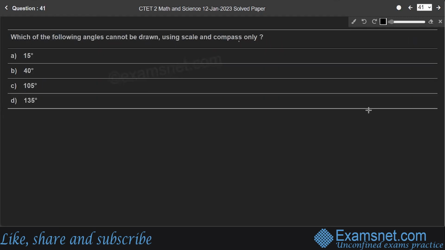Question 41. Which of the following angles cannot be drawn using scale and compass only? Students, we can draw a few elementary angles using compass and scale only. Such angles are 90 degrees, 60 degrees, 45 degrees, 30 degrees, even 15 degrees. These are all elementary angles which can be drawn using scale and compass only.